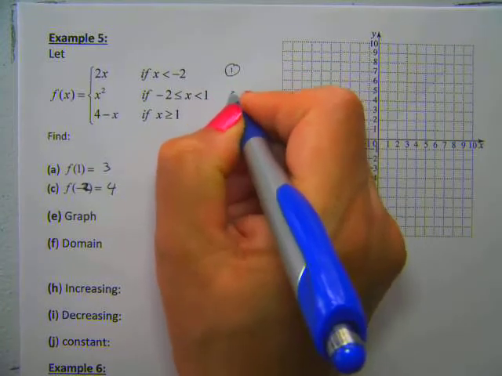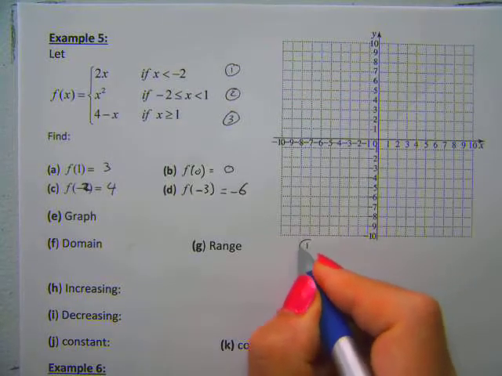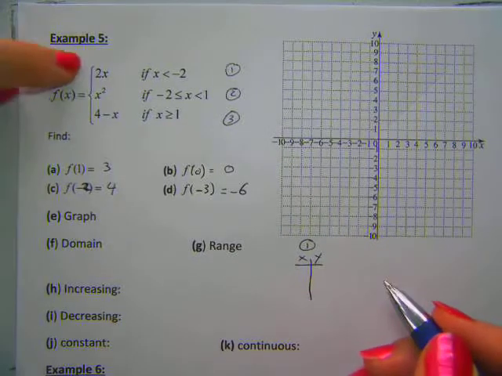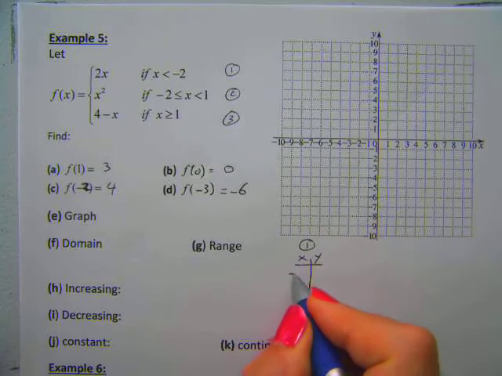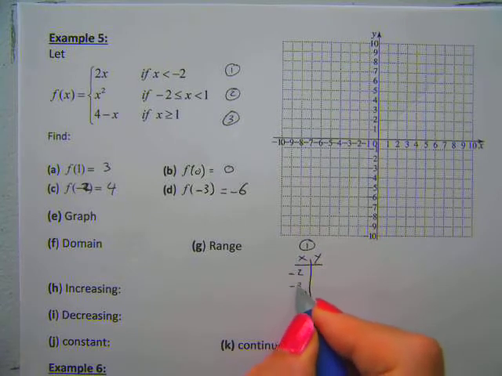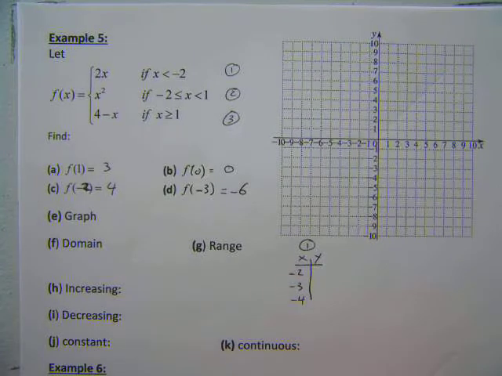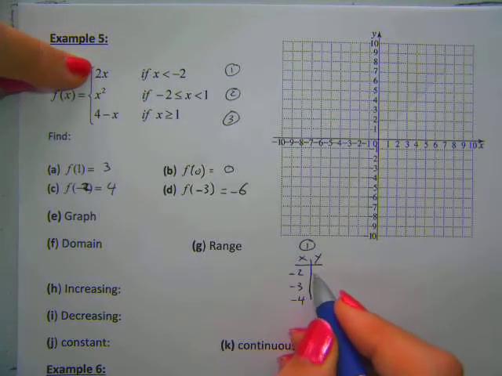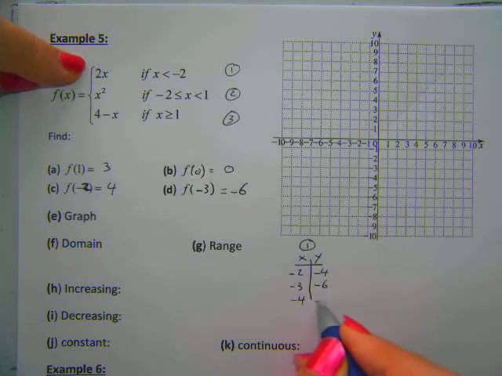Okay. 1, 2, and 3. So I'm going to put them here. Let's get 3 points, because it's linear. Less than negative 2, but remember, include the negative 2. Negative 3 and negative 4. So when x is negative 2, multiply times 2, that's negative 4. Everything is multiplied by 2: negative 6 and negative 8.